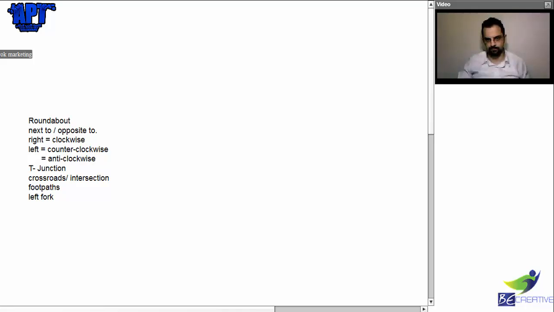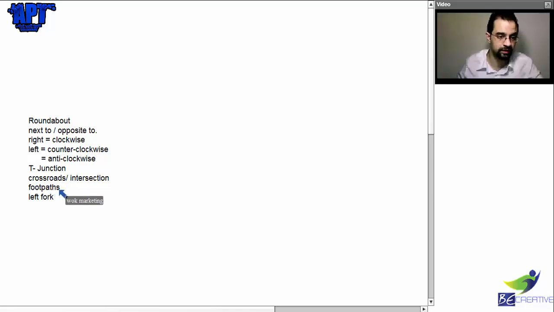Okay, lots of information here. So just so you're not shocked, I let you hear these 3 conversations once, just to take note of roundabout, next to, right. The first speaker said left, so we are pointing. This is counterclockwise. So turn left is counterclockwise, always counterclockwise, so that you don't get mixed up while solving the exam. T junction, right, and crossroads.